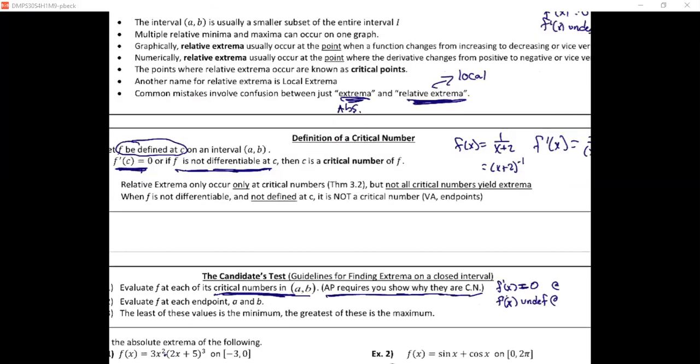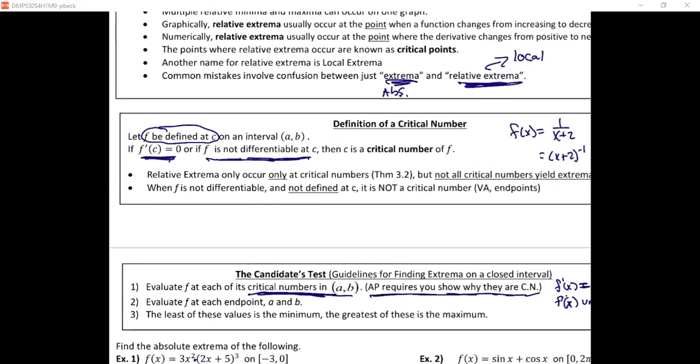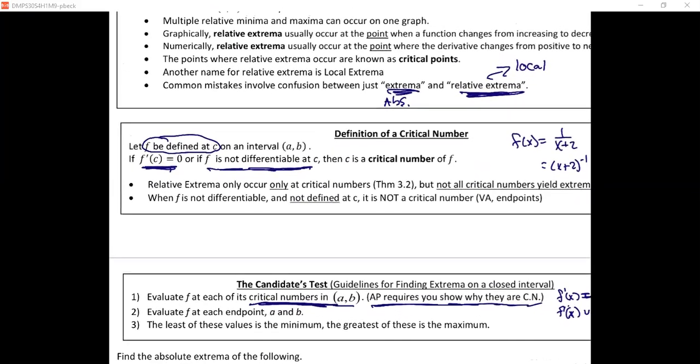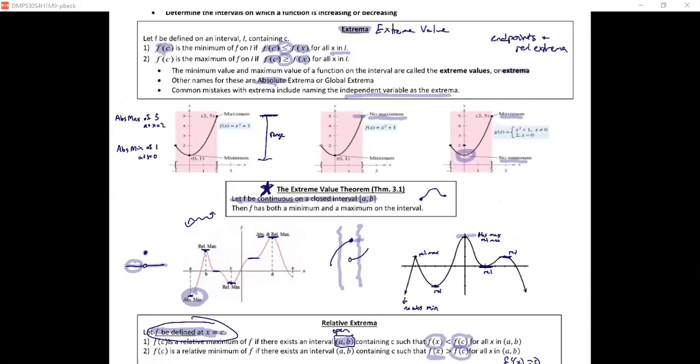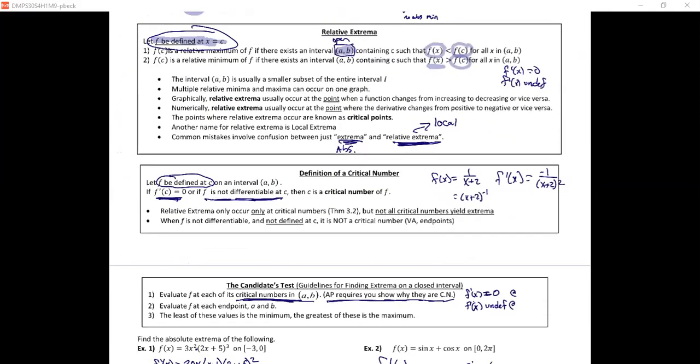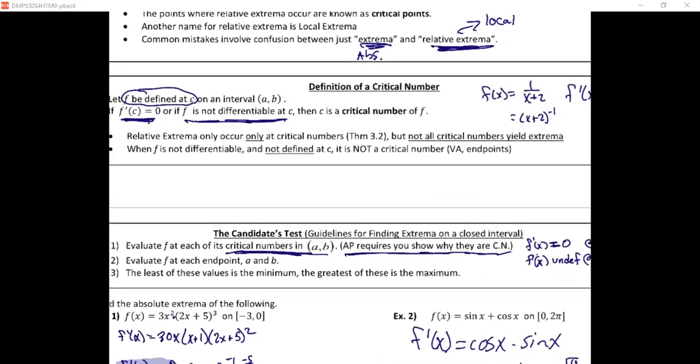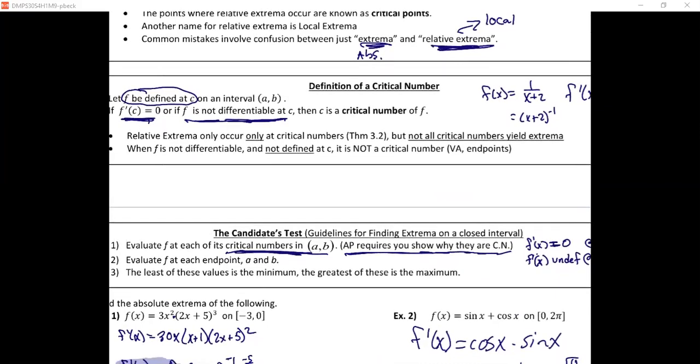So let's take a look at the candidates test. What the candidates test is used for goes back to how I'm going to find all of my extreme values. We're going to be looking at endpoints and relative extrema. Now that we've defined critical numbers, let's come up with the candidates test. And AB loves using the candidates test, by the way. It was very valuable.